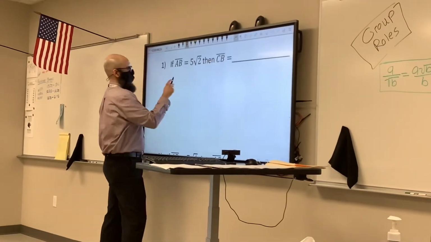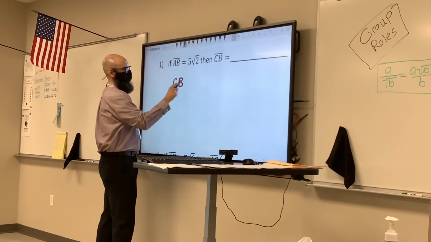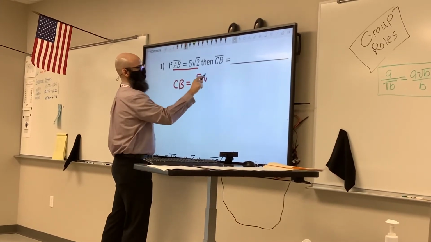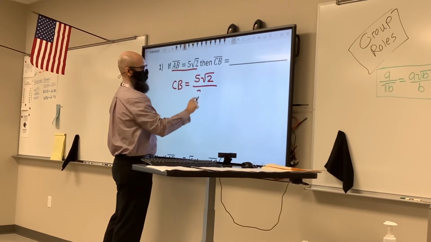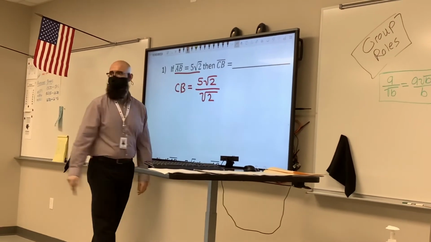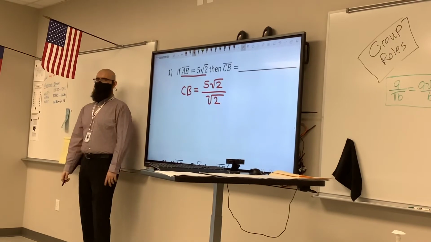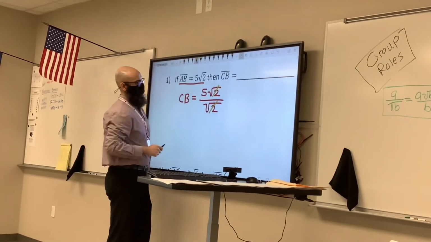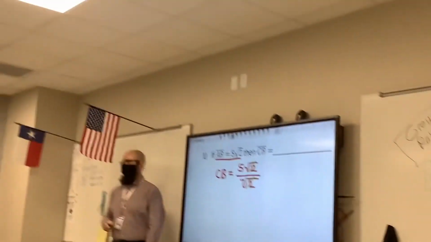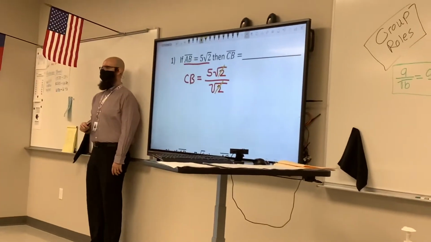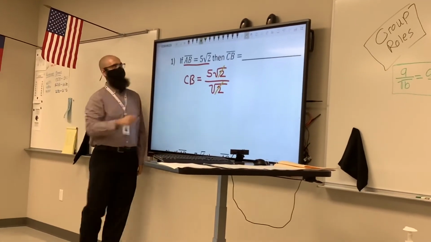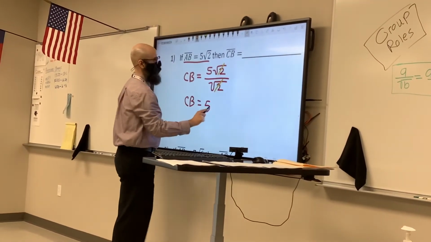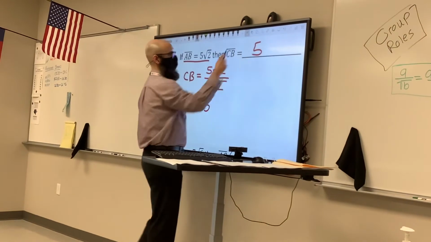Okay, so that means that CB is equal to our hypotenuse, 5 times the square root of 2, divided by the square root of 2. All right? And then, if you remember your cancellation facts, the square root of 2 in the numerator and denominator cancel out, and that just leaves us with 5. So CB equals 5. And there's your answer.